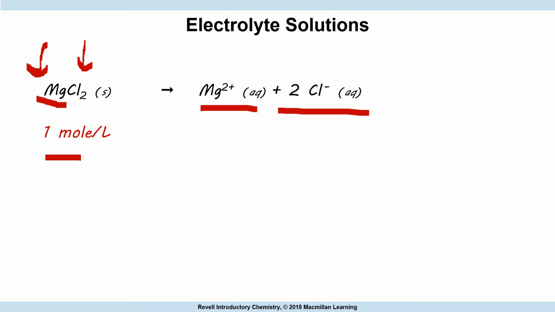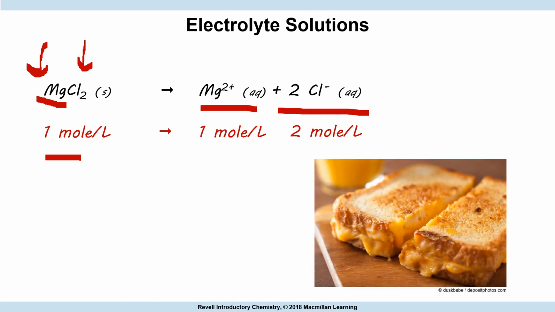what are we going to have over here? Okay, so this dissolves. There's 1 mole of it here, and there's 2 moles of it there, so that's what we're going to get. We're going to get a solution containing 1 mole of magnesium ion and 2 moles of chloride ions.